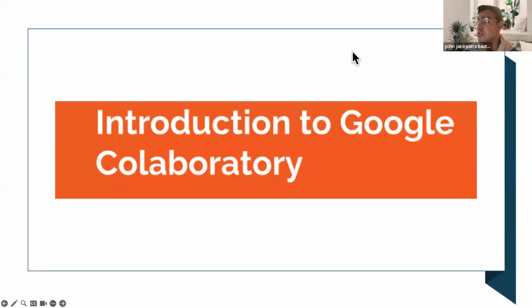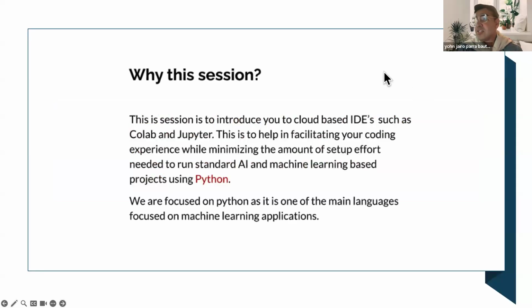So I'm going to introduce you to Google Collaboratory, which is the IDE or ecosystem for Python. In this case, Google Colab is Google Collaboratory. And why this session? Because we're going to introduce Colab and Jupyter. This is going to help facilitate your coding experience while minimizing the amount of setup effort needed to run standard AI and machine learning projects using Python. So we are focused on Python because it's one of the main languages for machine learning applications.